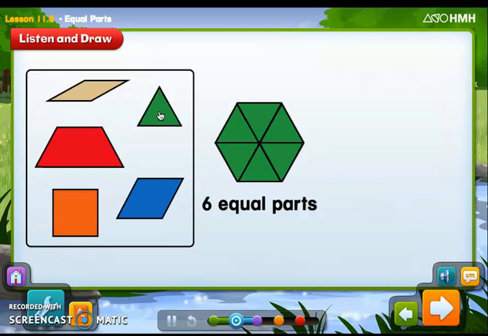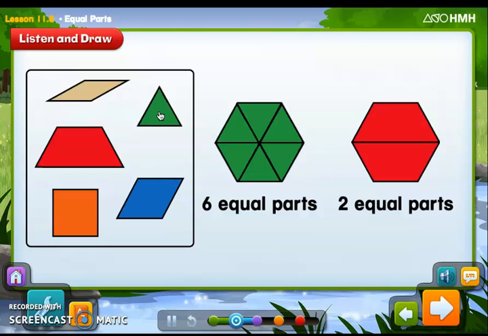You have a whole hexagon made of six triangles. The triangles are all the same. You can say the hexagon has six equal parts. Compare the hexagon covered with triangles to the hexagon covered with trapezoids. Both of them show a whole divided into equal parts. All right. So again, two equal parts here with the trapezoid and six equal parts here with the triangles.